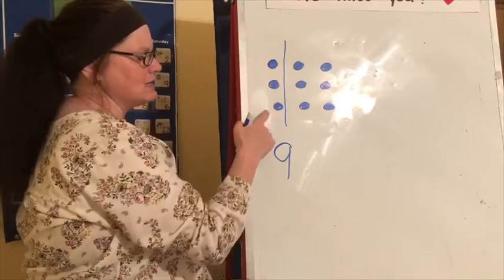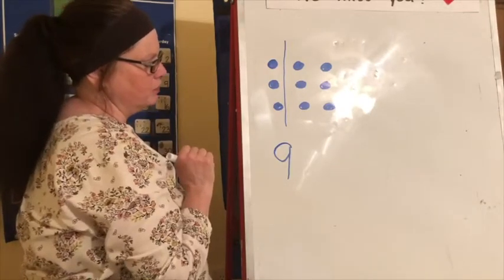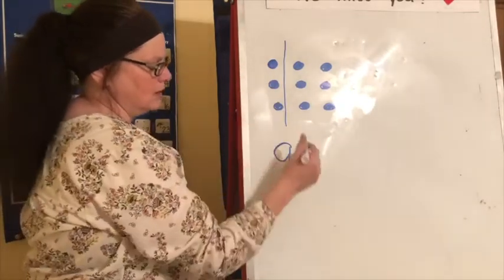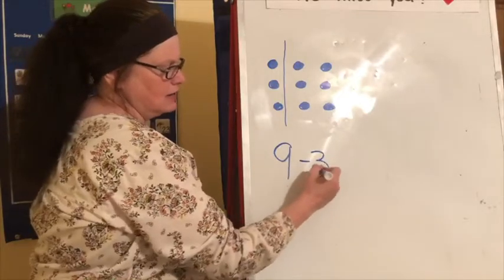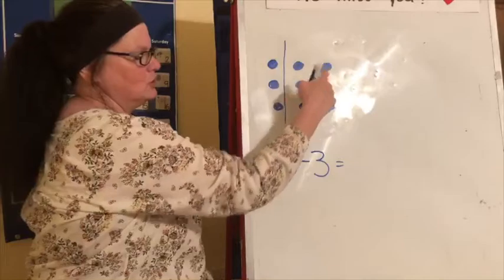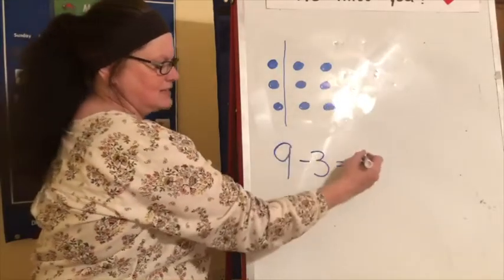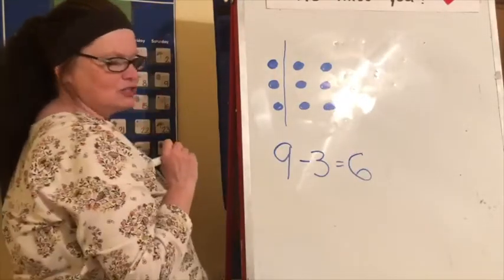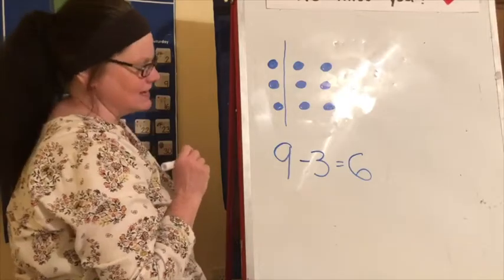So how many dots did I take out of my group? 1, 2, 3. Minus 3. How many are left? 1, 2, 3, 4, 5, 6. 9 minus 3 equals 6.